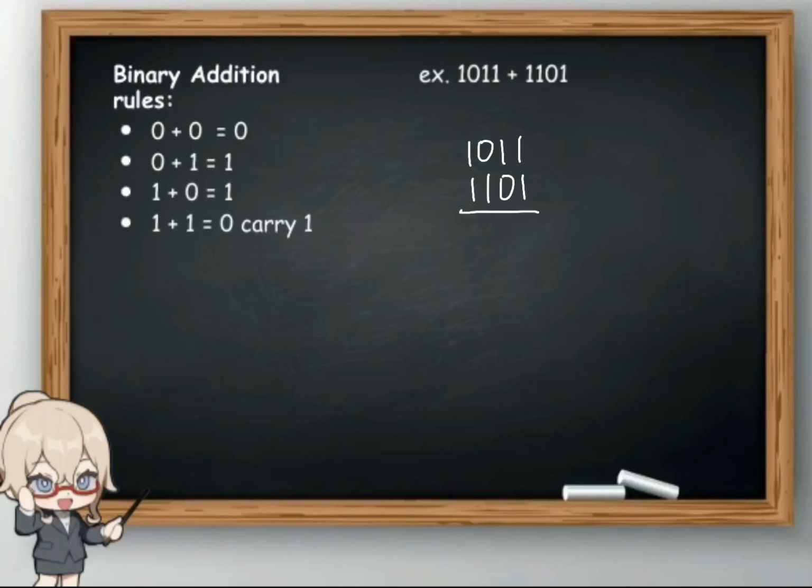Now, let's add the numbers step by step. So 1 plus 1 is equal to 0, carry 1. 1 plus 1 is equal to 0, carry 1. And 0 plus 0 is equal to 0. 1 plus 0 is equal to 1. And 1 plus 1 is equal to 0, carry 1. 1 plus 1 is equal to 0, carry 1. And 0 plus 1 is equal to 1. Bring down 1.